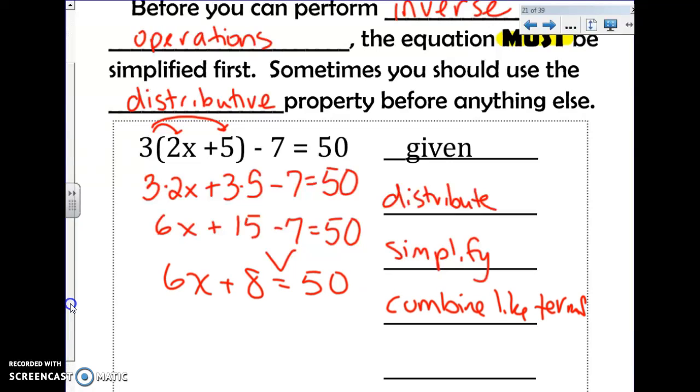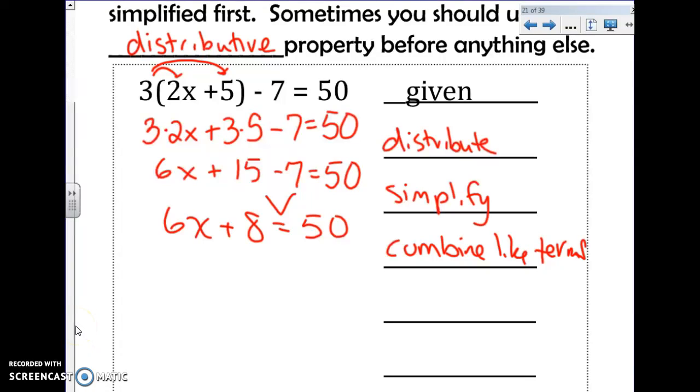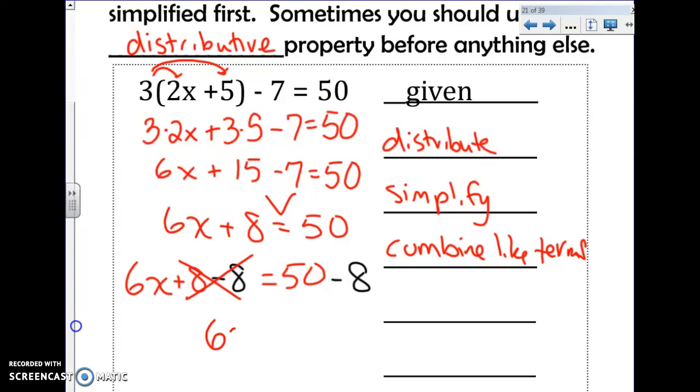And from here on, it's just like all the other stuff you've been practicing. So you probably don't even need me after this, which is great because I want you guys to feel like independent learners. You're noticing that it is 6x plus 8, so I'm going to use the additive inverse property to get rid of that plus 8 by subtracting 8 from both sides. Again, whatever you do to one side of the equation, you have to do to the other side. So now a positive 8 minus 8, that goes away, and I have 6x equals 42.